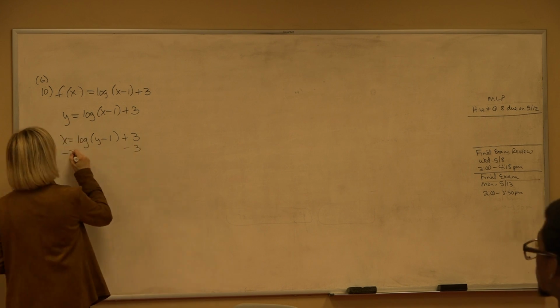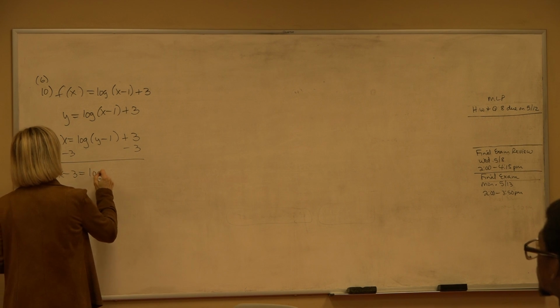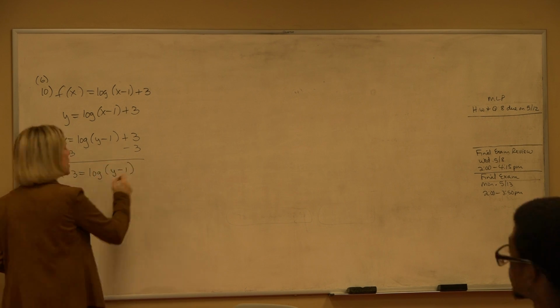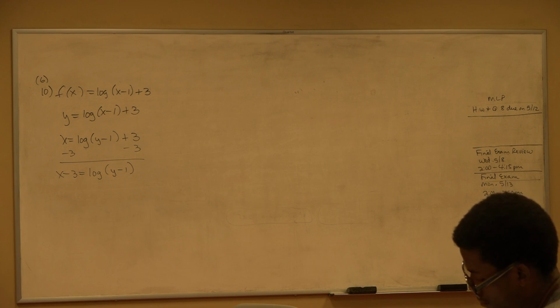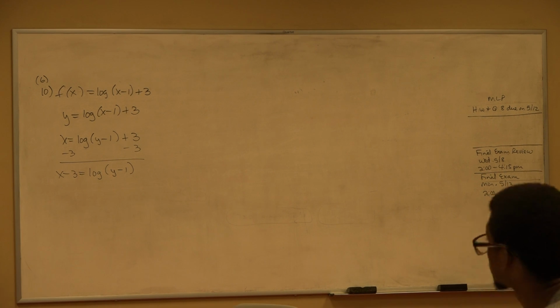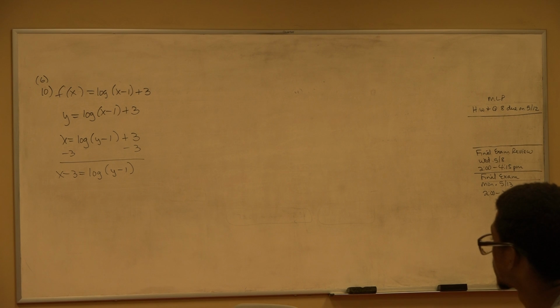Subtracting 3 from both sides. So I have x minus 3 equals the log of y minus 1. At this point, we've gone as far as we can with the logarithm. We can't really go any farther to get y by itself, so we're going to change to an exponential function, to the alternate format. Once you're stuck, go to the other format.